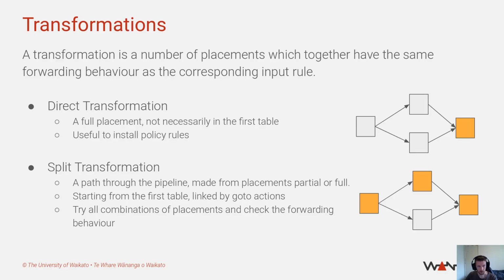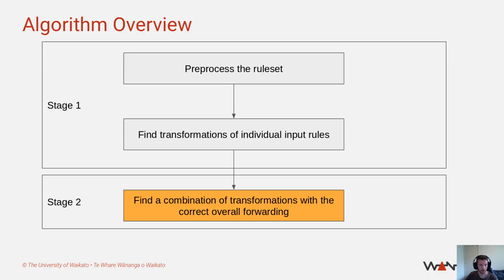And we basically just try all combinations of placements to find these and filter it down to the set that have the correct forwarding, the same forwarding as the input rule. So now at this point, we have a list of transformations that we can choose from for each individual input rule, and we are then looking to find a combination of transformations with the correct overall forwarding that matches the input rule set as a whole.